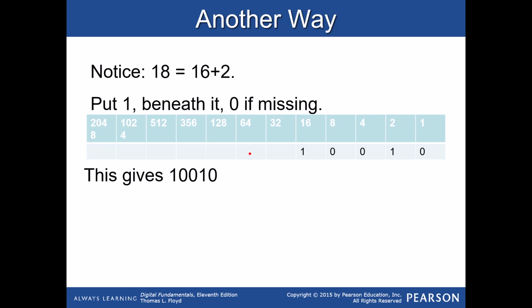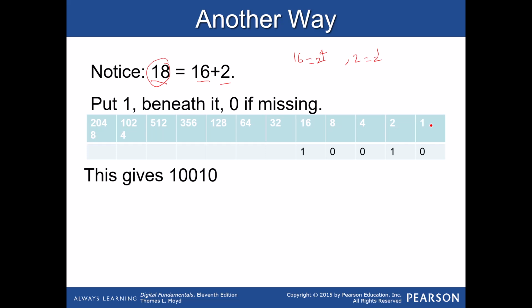Here is another way, which is equivalent. So let's say we have again 18, and we're going to write it as the sum of powers of 2. So 18, I can write as 16 plus 2. Why? Because 16, if you recall, is equal to 2 to the 4, and 2 is equal to 2 to the 1. So it is a power of 2. Okay, so we got 16 and 2.